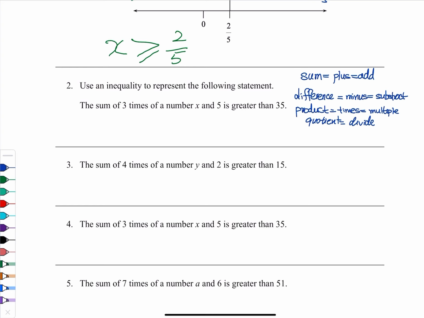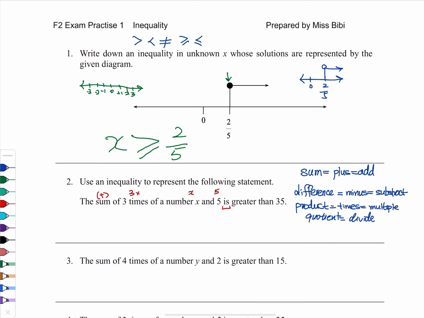So here, we know we need the sum of something. Sum of what? So there's a plus here, 3 times a number x, so there's an x, and 5. Is means equals to, or the symbol that you are going to have, because this is inequality, so the symbol could be any of these. So we have is greater than. Which symbol shall we be using? Yes, greater than, and then there's 35 here.